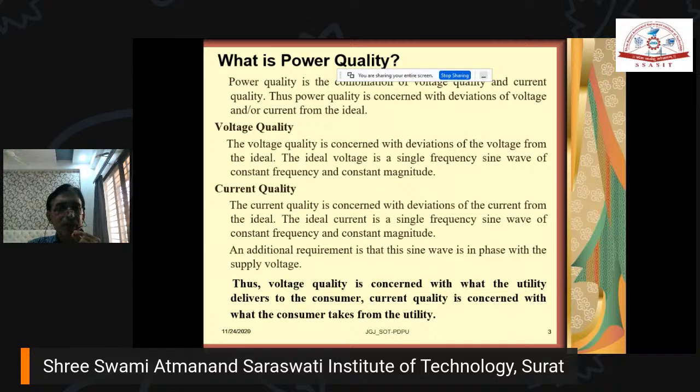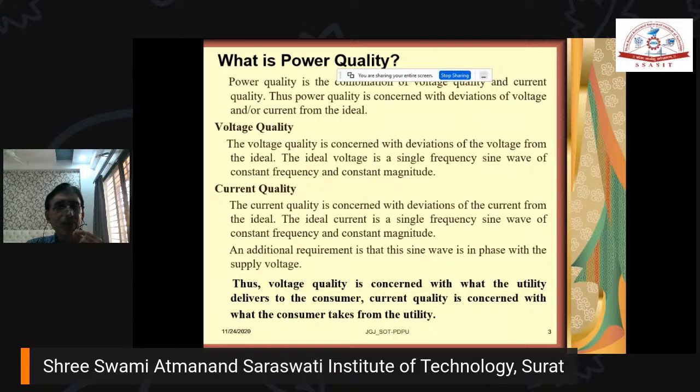Now, similarly, we can define the current quality. The current quality is concerned with the deviations of the current from the ideal. And again, the ideal current is a single frequency sine wave of constant frequency and constant magnitude. But here there is an additional requirement for current quality: this sine wave should be in phase with the supply voltage. And therefore, we can summarize: voltage quality is concerned with what the utility delivers to the consumer. For example, UGVCL, DGVCL, Torrent Power, they are nothing but utilities. So they are responsible for the voltage quality. And the current quality is concerned with what the consumer takes from the utility.